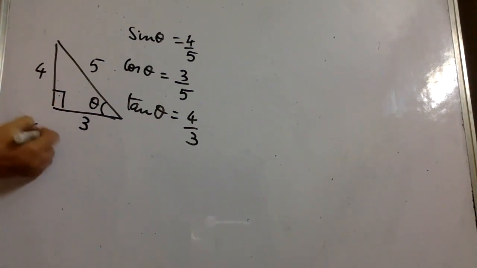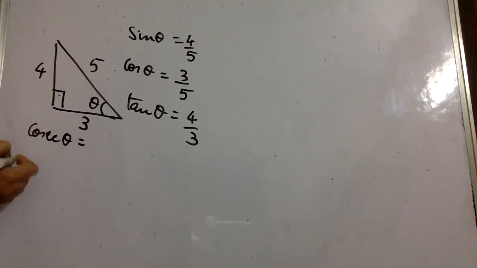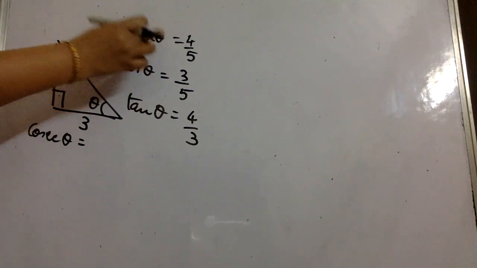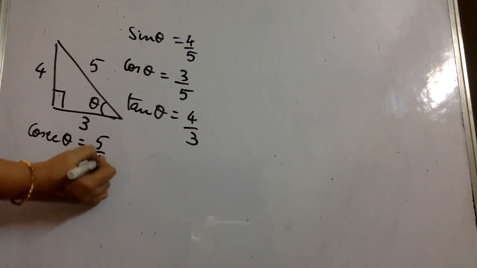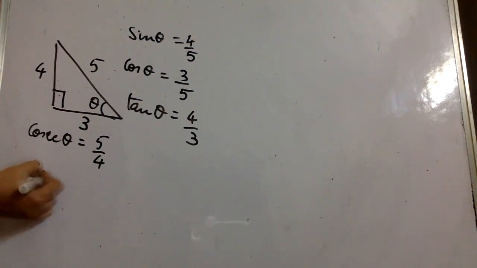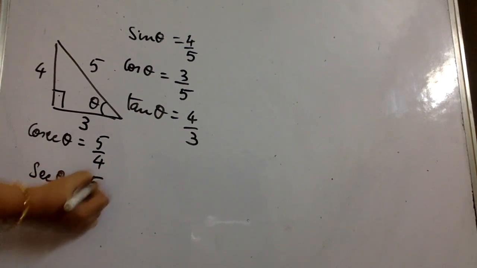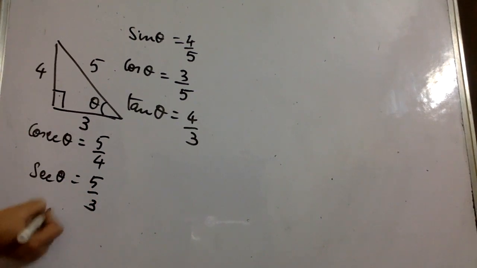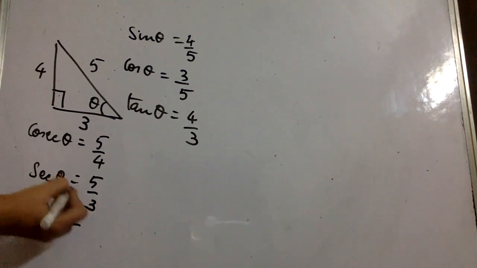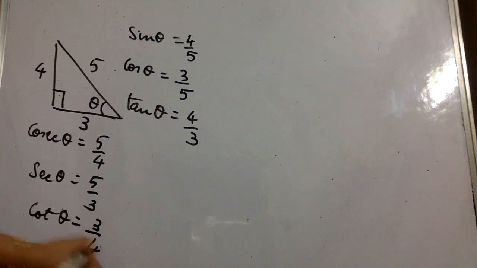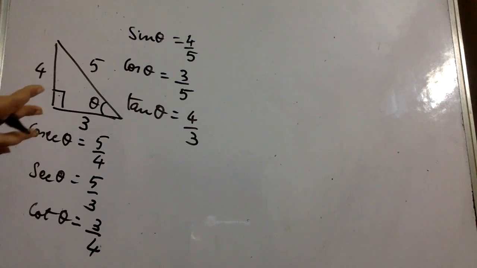Now let's take cosec theta. No need to remember all that base, hypotenuse and all that. Just do the reciprocal of this, 5 by 4. That is how I remember it. Sec theta is equal to 5 by 3 and cot theta is equal to 3 by 4. Okay, so we've got all 6 ratios for this.